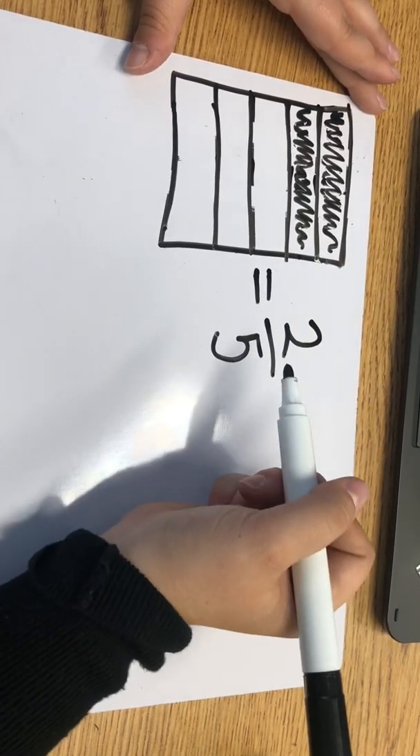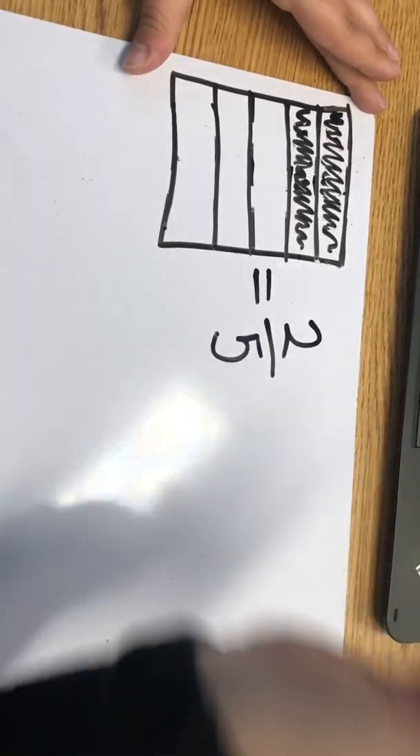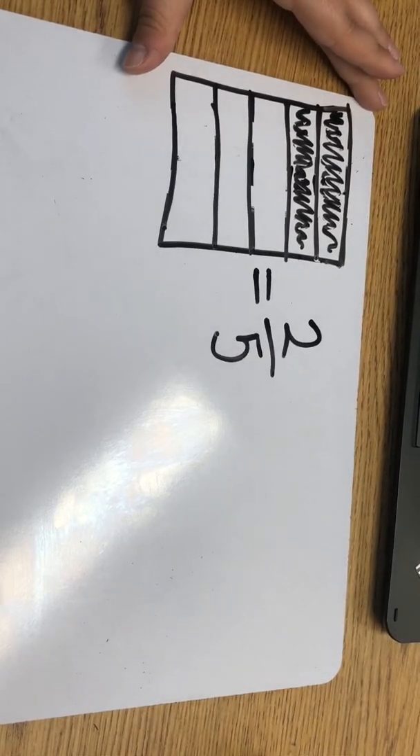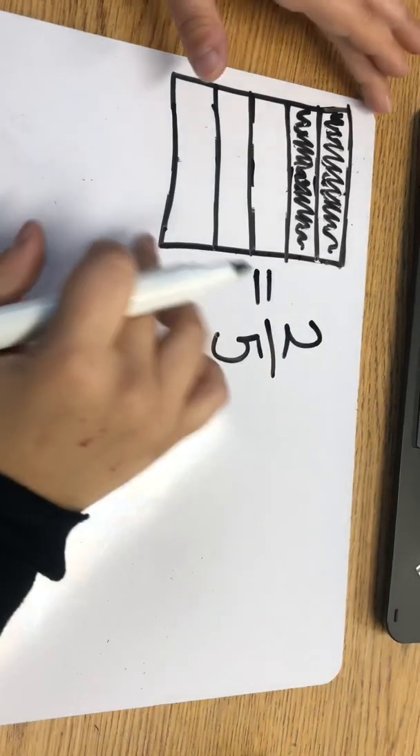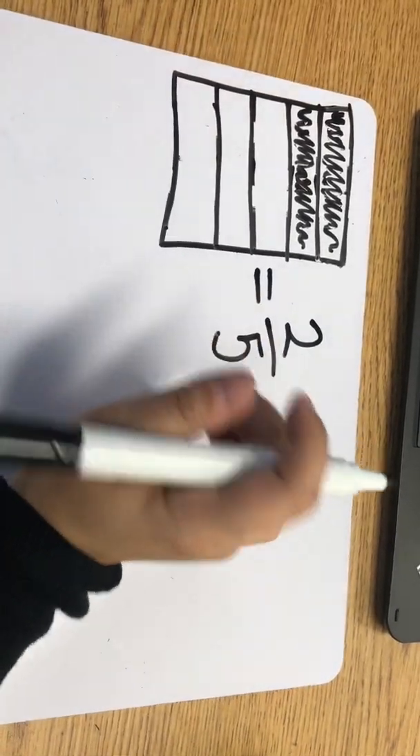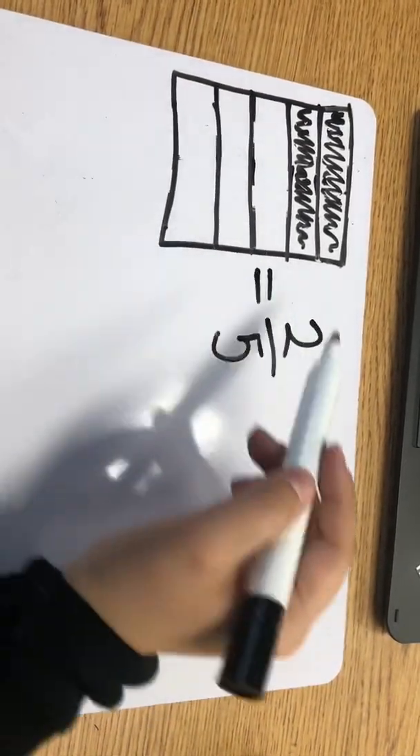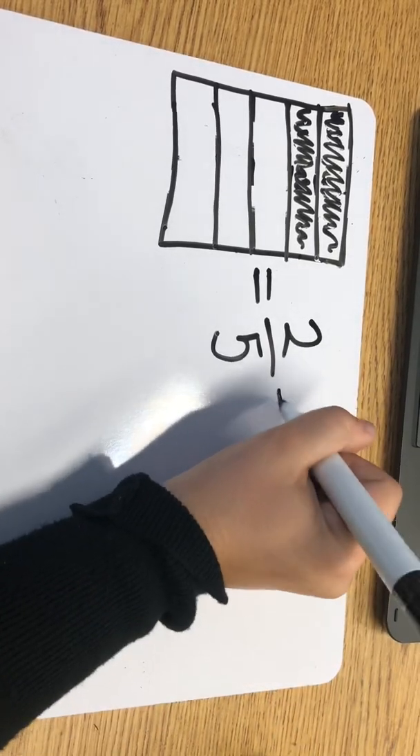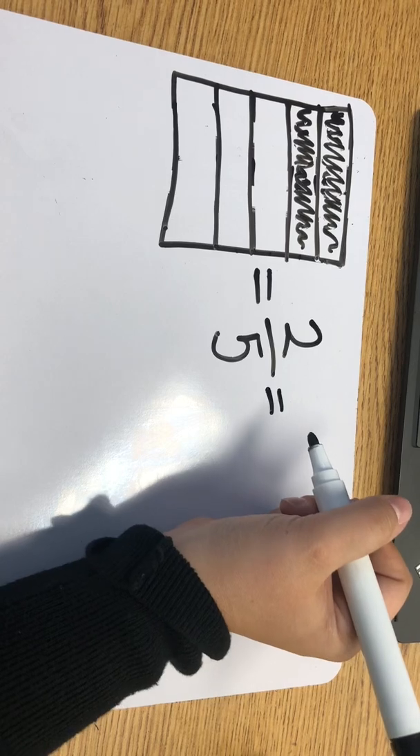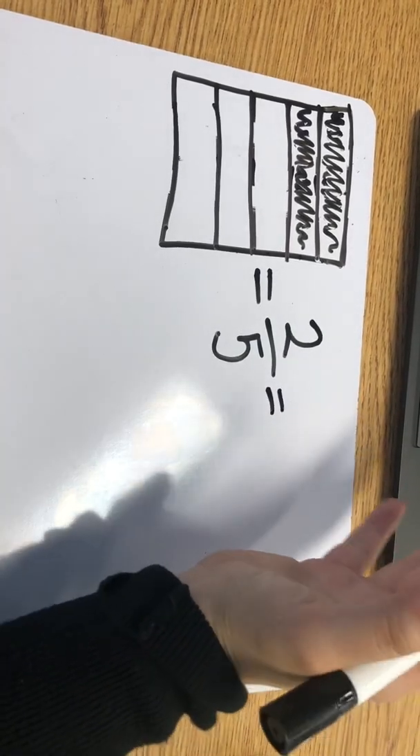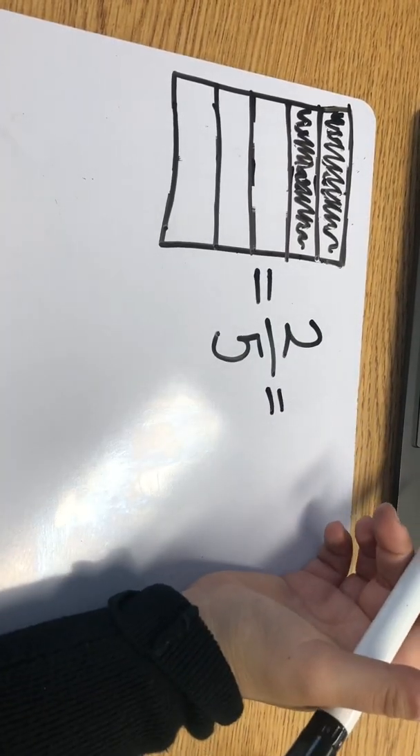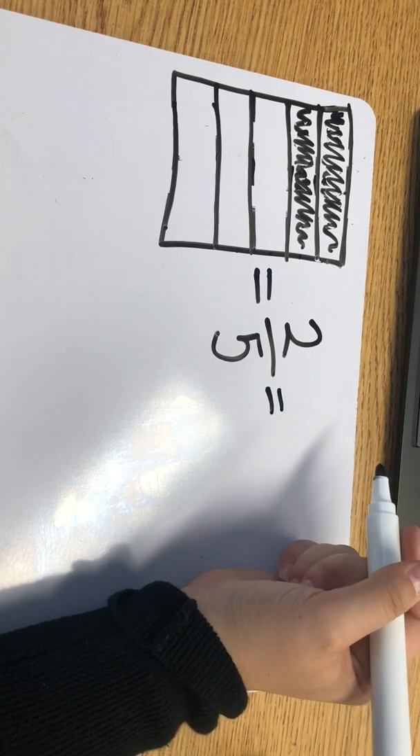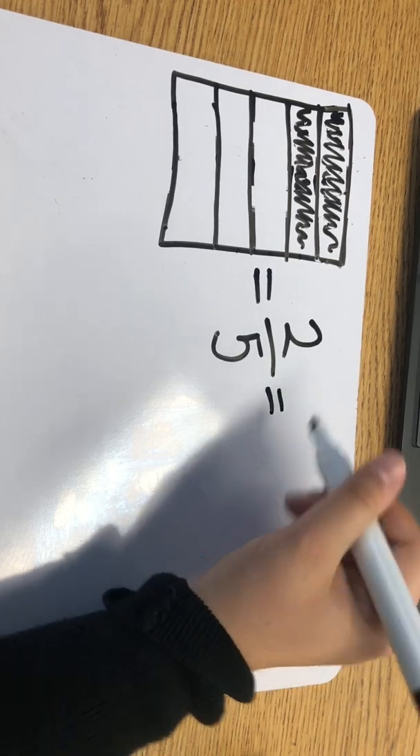So that goes in my denominator. And I have 2 colored in, and that's my numerator. So the numerator is the number of pieces, whereas the denominator is the size of the piece. So I know that this model represents 2/5, but I want to try and find a fraction that is equivalent or equal to 2/5 as well. So equivalent means equal to. We're trying to find a fraction that equals the same as 2/5.